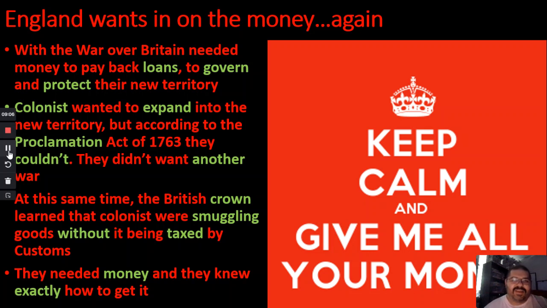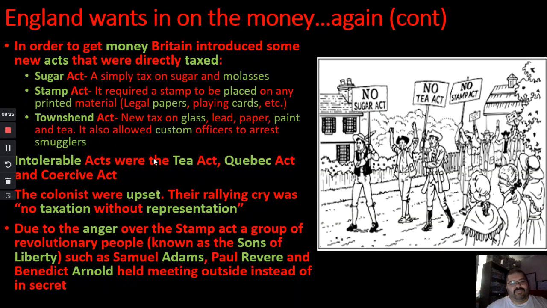There's one way we can make our money, and nothing the British people or the colonists can really do. And this is a plan that they know they're going to get their money. So that plan called for direct taxes. Okay, so they're going to introduce new laws, new acts to put a direct tax.